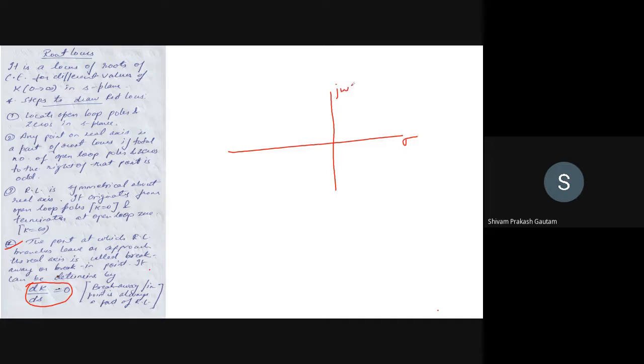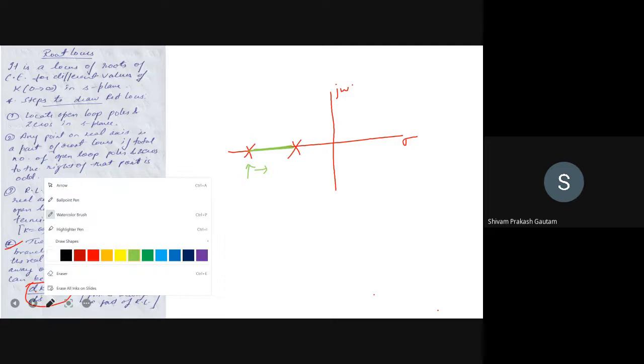So let us suppose that I have drawn the S plane and I have two poles here and here. Now, when you are observing to the right-hand side of this pole, you can see the total number of poles and zeros will be odd. So that means this part will be part of my root locus.